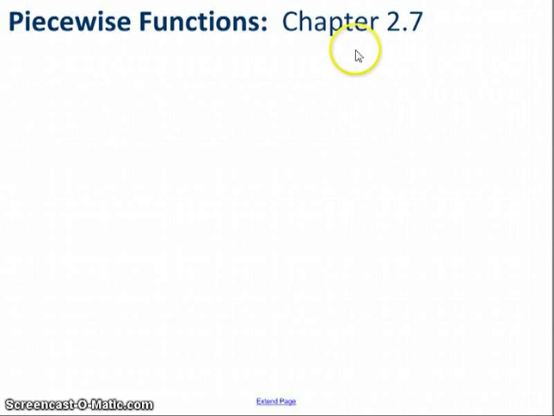Hello, Algebra 2. Today's lesson is about chapter 2.7, which focuses on piecewise functions. And these can be a complicated concept, so let's start with an example and make it, I hope, feel a little more real.